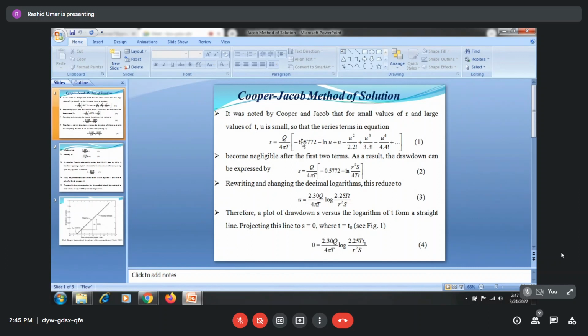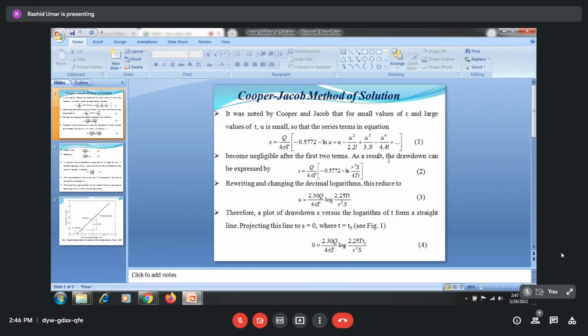And what are the first two terms? That is the factor 0.5772 minus the natural logarithm of u. So I'll explain what this is. What is r? You know what the r is. It is the radial distance between the pumping and observation well. And what is t? t is the pumping time.